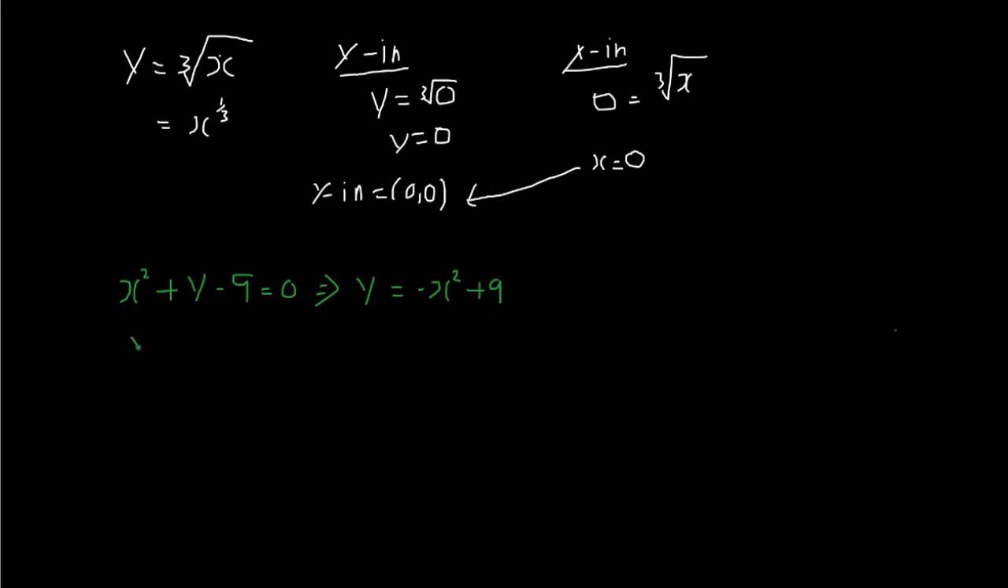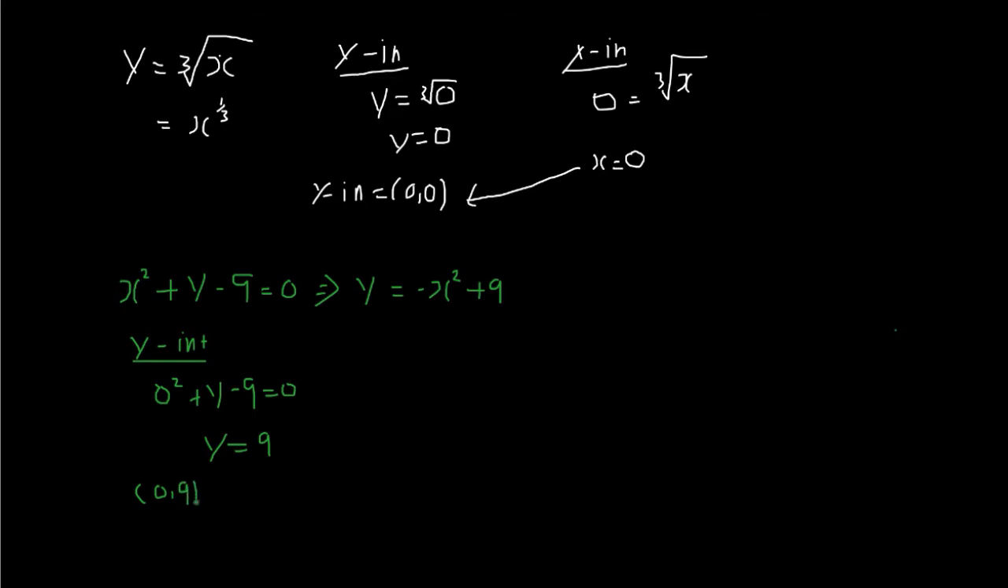So what I do, I find the y-intercept first. Okay, how do we find the y-intercept? We use x equals 0. So 0 to power 2 plus y minus 9 equal 0. So solve for y. So y equal positive 9. Therefore, we know the y-intercept is 0, 9.